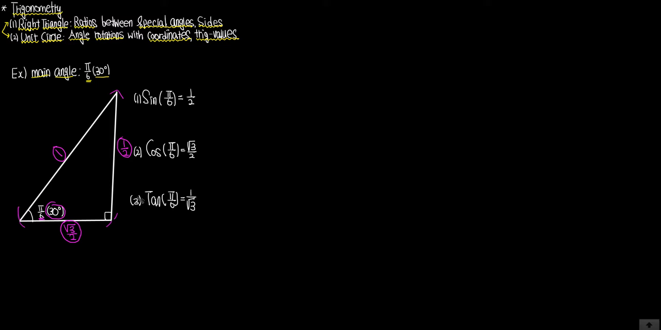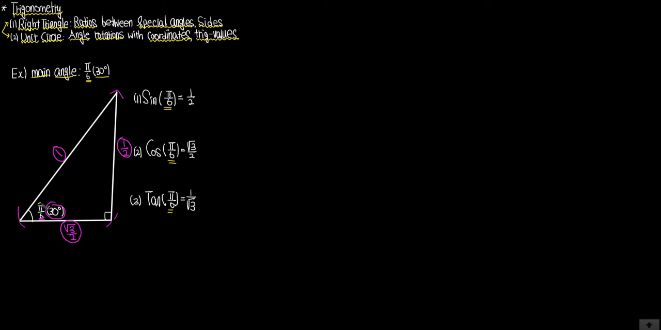in our previous video. And if you're not familiar with this concept about the right triangle ratios and the special angles, then you need to go back to my previous videos about the right triangle ratios between sides and angles and how to memorize them. So we defined the sine of our main angle pi over 6 as 1 over 2, cosine of pi over 6 as square root of 3 over 2, and tangent of pi over 6 as 1 over square root of 3.